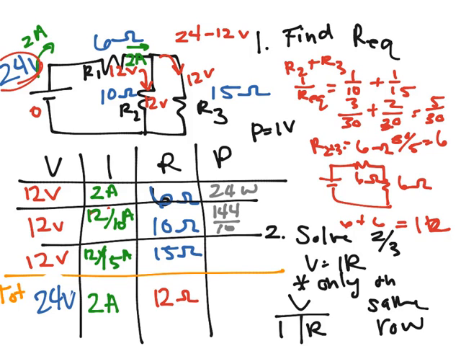144 over 10, again, I leave it as a fraction, and then 144 over 15. And then same thing here, just multiply and you'll get 48 watts. The cool thing is if you do add these up, these will all add up to 48. If they don't, you know we made a calculation mistake and we will go back.